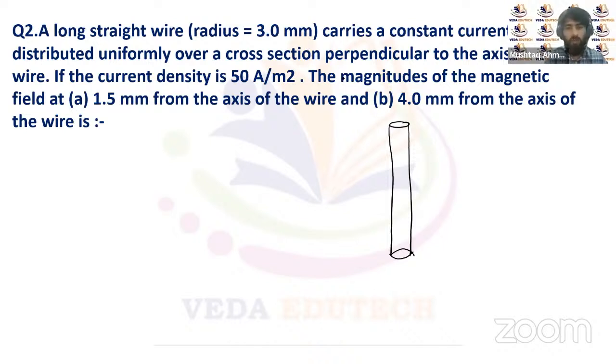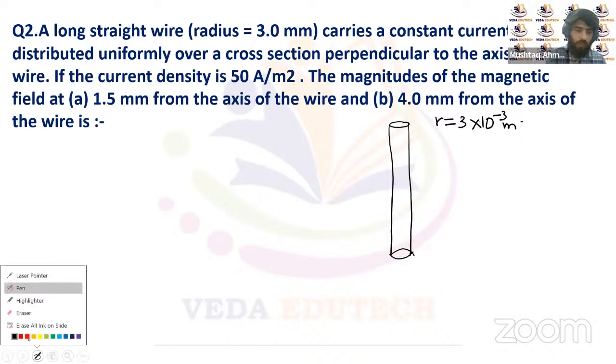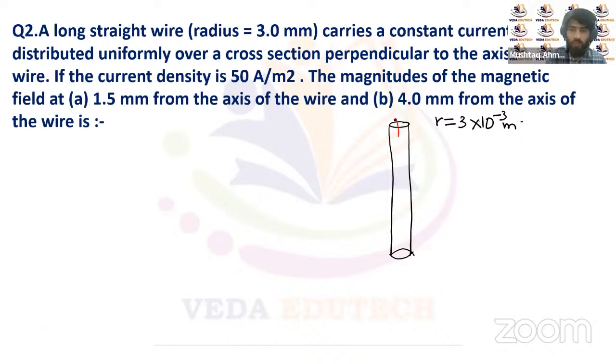The radius of this wire is given as 3 mm, that is 3 into 10 to the power minus 3 meters. It carries a constant current which is uniformly distributed. Let's suppose the current it carries is I. The current I is flowing through this wire, perpendicular to the cross section, along the axis of the wire.